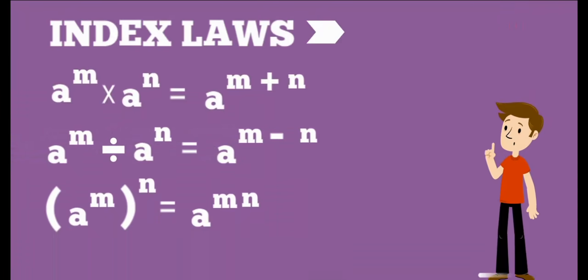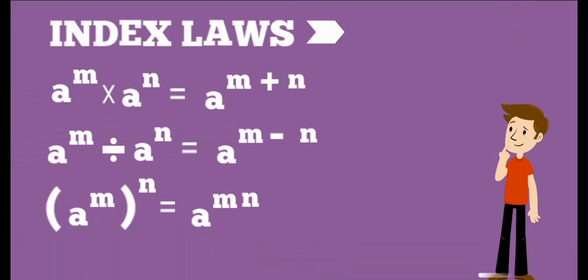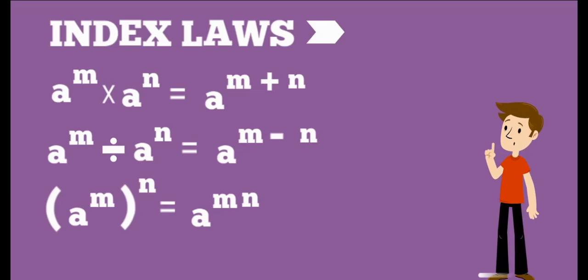A to the power of m times a to the power of n equals a to the power of m plus n. A to the power of m divided by a to the power of n equals a to the power of m minus n. A to the power of m in brackets to the power of n equals a to the power of mn.